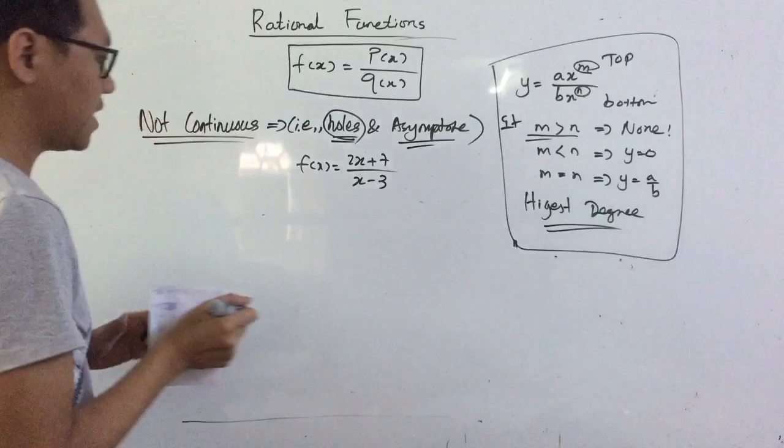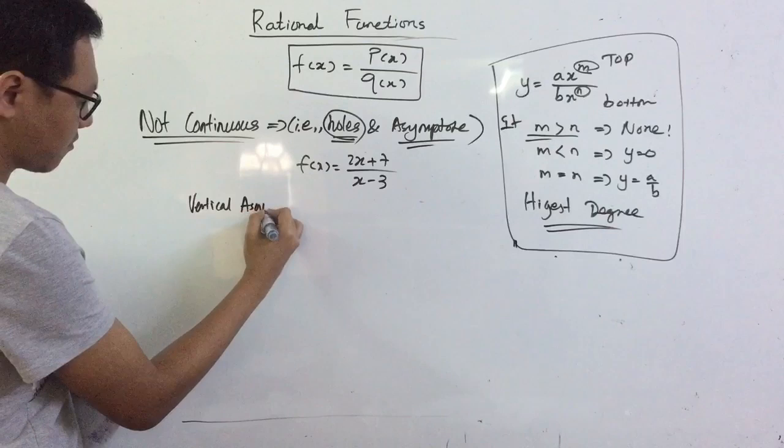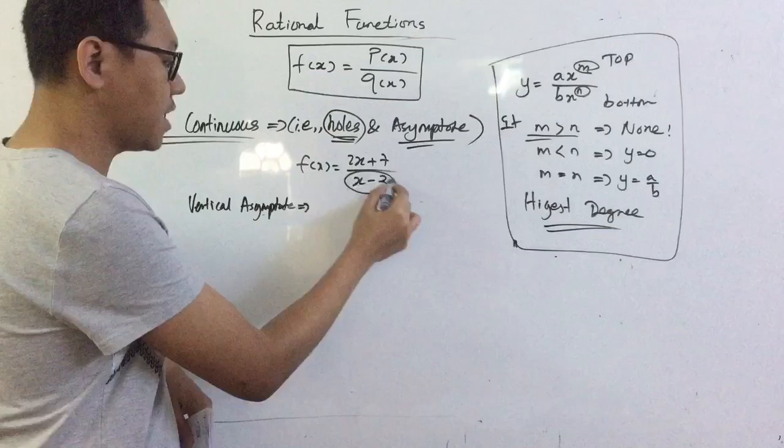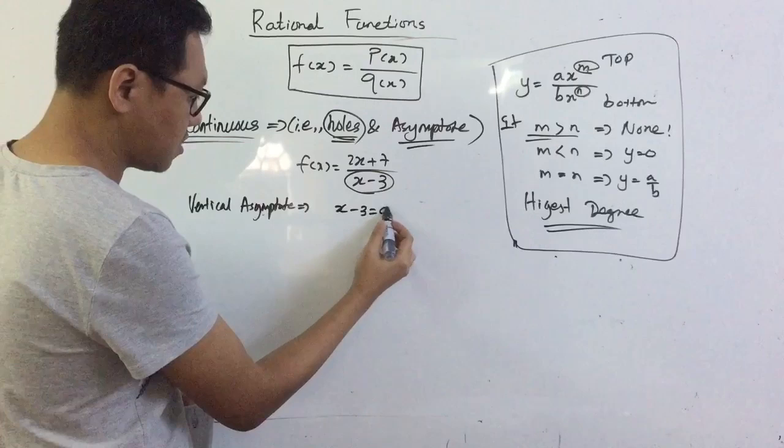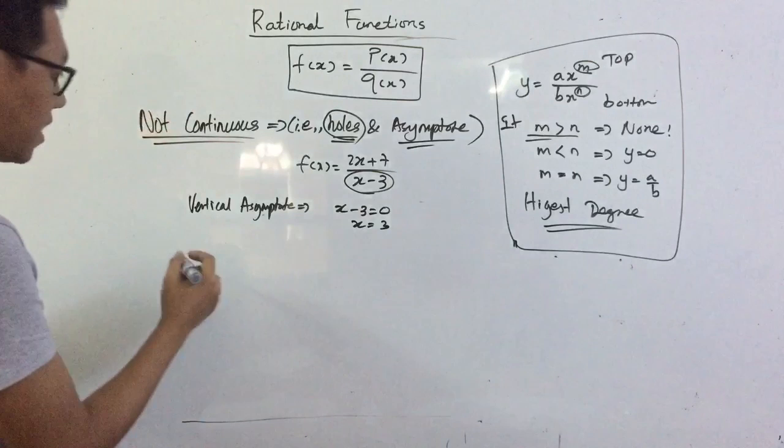Vertical asymptote. A vertical asymptote occurs when the denominator is equal to 0. So I'm just going to set the denominator equal to 0. So x is equal to 3. This is where the vertical asymptote is. Okay, another one is horizontal asymptote.